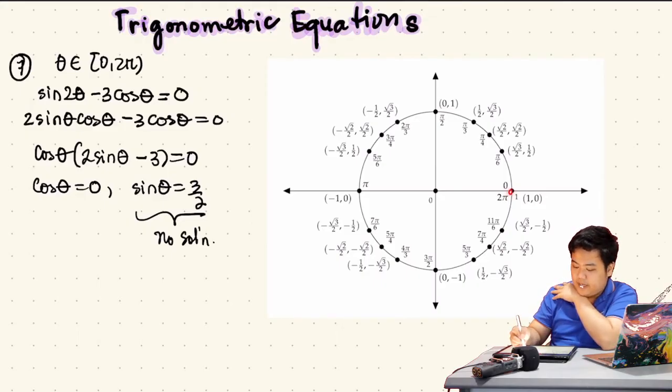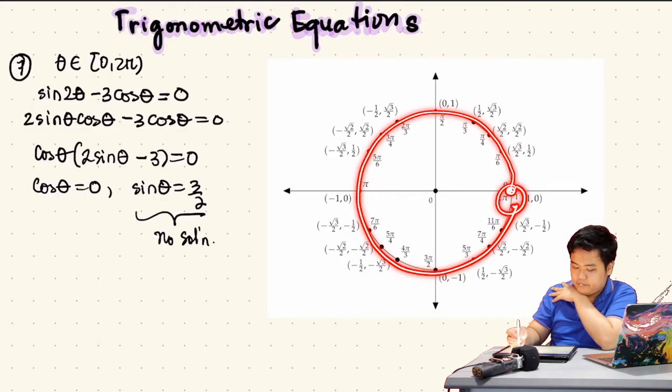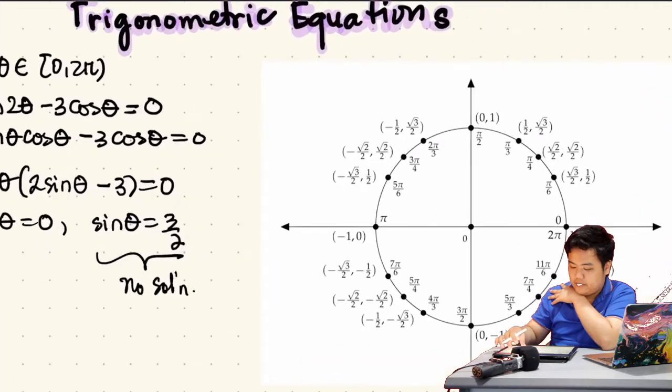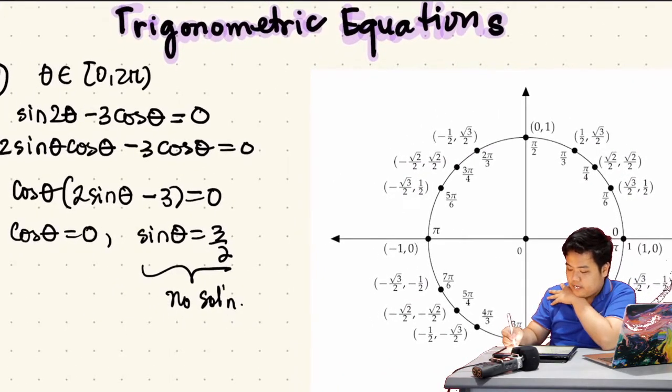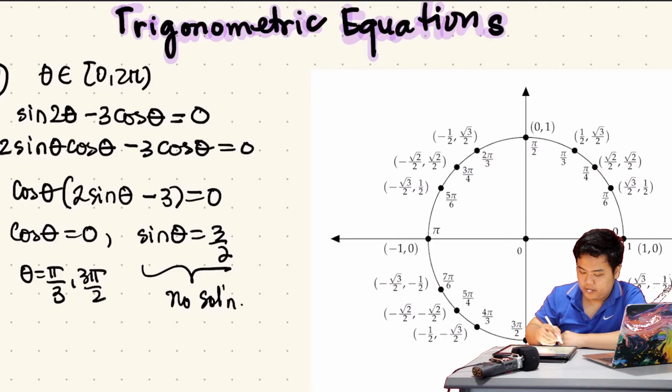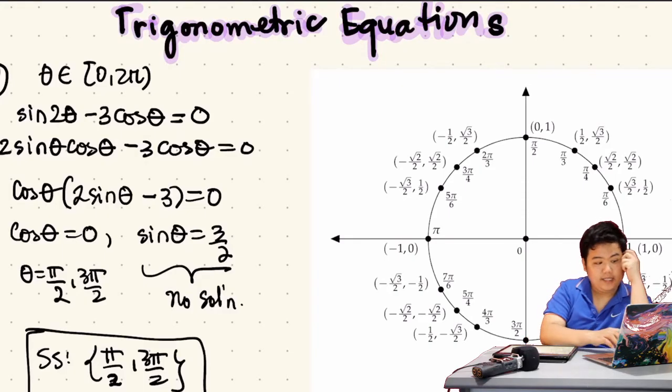Okay, so from 0 to 2 pi, 0, pero hindi kasali itong si 2 pi. Ano yung cosine theta equal to 0? Sino yung may x-coordinate na 0? Pi over 2 and 3 pi over 2. So theta is pi over 2 and 3 pi over 2. So the solution set is pi over 2 and 3 pi over 2. Yay! Number 8 na tayo.